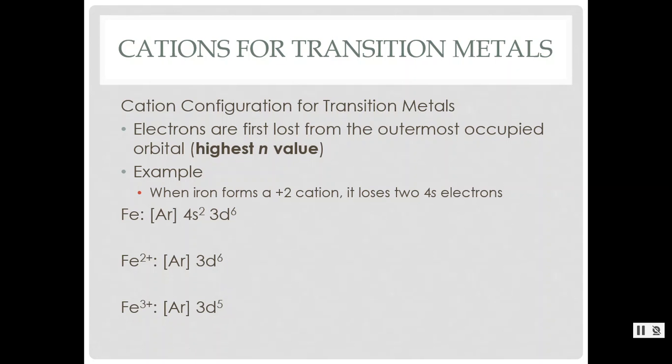Okay. So when in doubt, where to remove electrons for making cations, always look for the orbital that has the highest principal quantum number, or the highest n value.